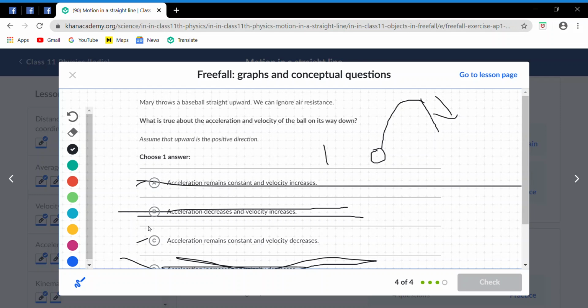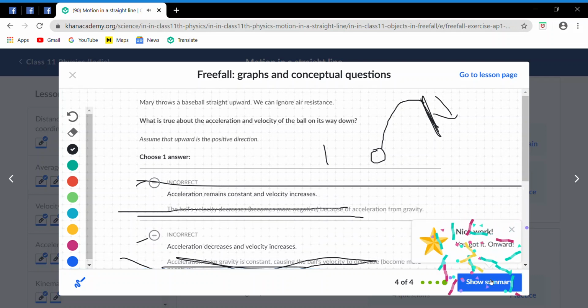Let's see the C part because we are only left with this. Acceleration remains constant and velocity decreases. Acceleration remains constant is correct, and velocity decreases is also correct because we are decreasing here. So this is the correct option. Correct.